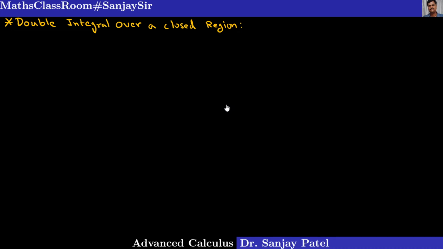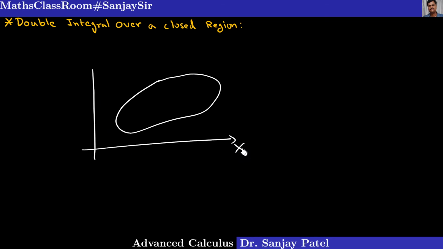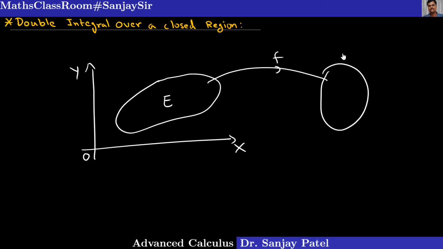That region can be any irregular shape, say something like this. Means our function is defined on some region like this, say in R2. This is the x-axis, y-axis, origin, and this is our region E, and a function is defined from E to R. So f is a function of two variables, and this closed and bounded region E is a subset of R2.